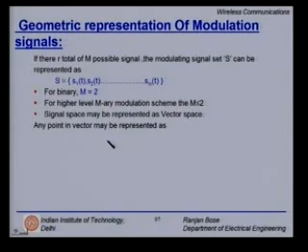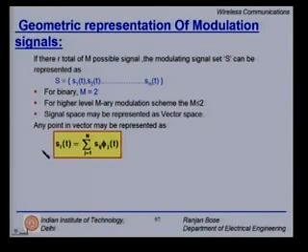Any point in the vector space can be represented as follows: s_i(t) is the summation of s_ij phi_j(t), where the phi_j's represent the orthonormal axes. So, it is an n dimensional space, with j equal to 1 through n. For the case n equal to 2, you can represent it on paper, x and y axis. So, phi 1 and phi 2 will be two axes, they are orthonormal. They could represent sin omega t and cos omega t or any other two orthonormal functions.